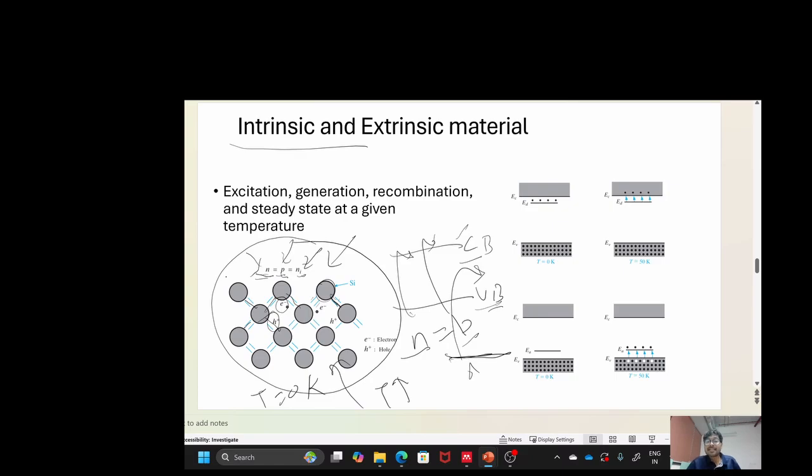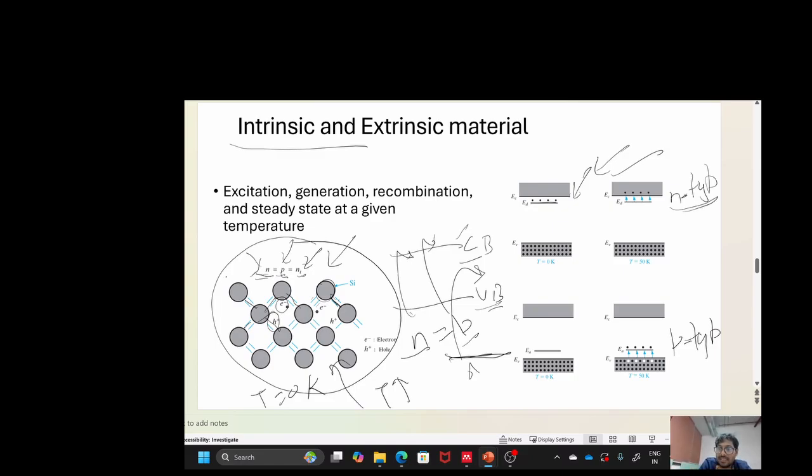Now let us say this is the extrinsic semiconductor, which is the n type. I will tell you why this is n type and why this is p type. When we dope a semiconductor, we can raise the number of electrons in the conduction band, or we can increase the number of holes in the valency band. If we are creating more electrons in the conduction band, then this is an n-type semiconductor.